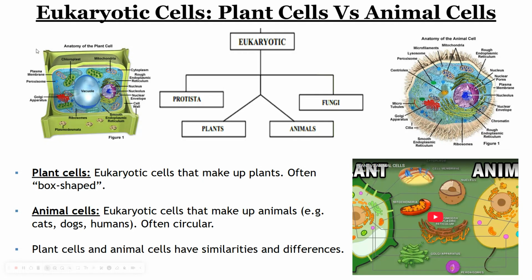Plant cells are the eukaryotic cells of plants. And again, they're eukaryotic because they have a nucleus here that surrounds their DNA. And they're often rectangular or box shaped, but they could have some variety in their shapes as well. Animal cells are the eukaryotic cells of animals, like you, me, cats, dogs, etc. And they're often spherical or circular. Plant cells and animal cells will have similarities and differences, and so we're going to explore those in the next few set of slides.